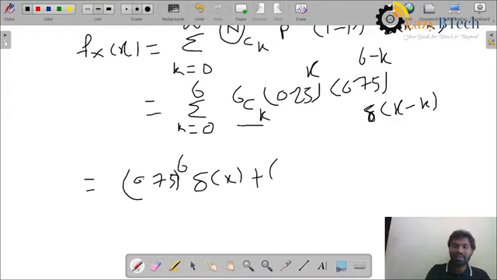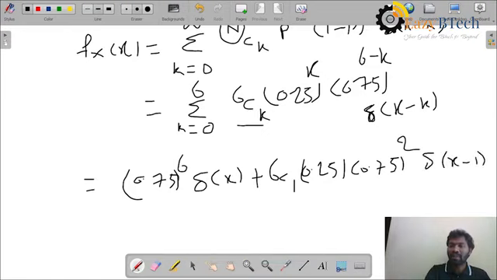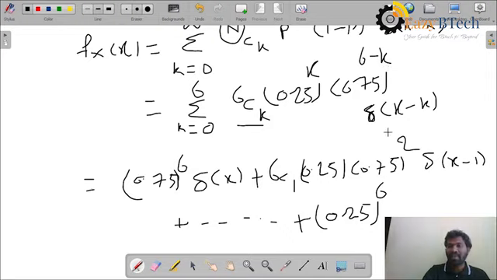If you substitute k equal to 1, it is 6C1, 0.25 into 0.75 to the power 5, into delta of x minus 1. And so on, if you substitute 2, 3, 4, 5, and if you substitute 6, it is 6C6, which is equal to 1, and 0.25 to the power 6, 0.75 to the power 6 minus 6, which is equal to 0. That means 0.75 to the power 0 equals 1, and delta of x minus 6.